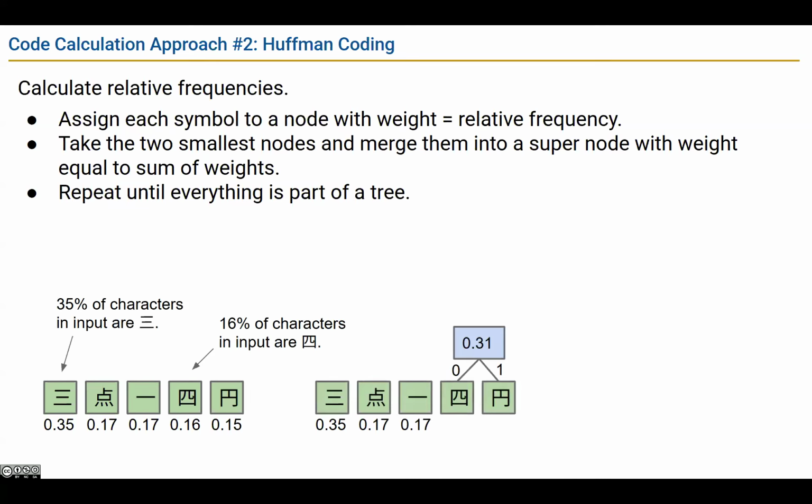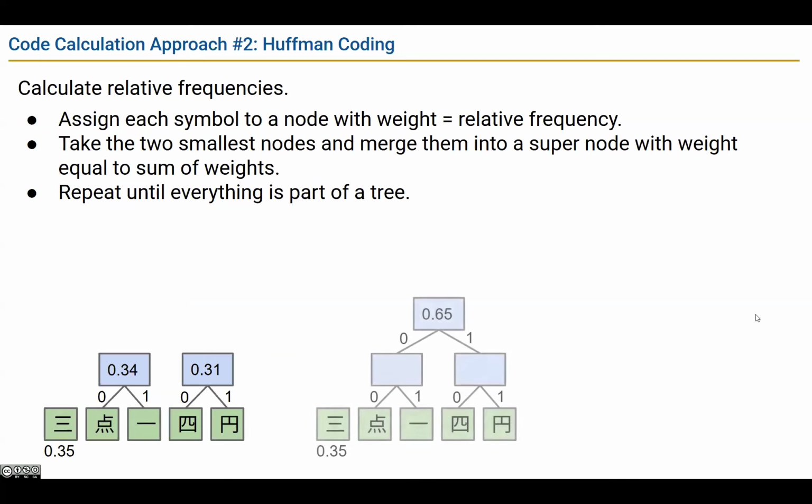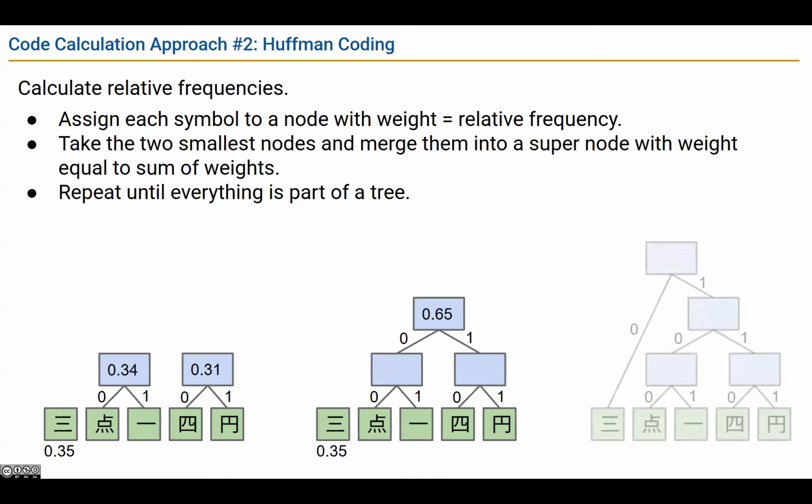What do I do next? 17 and 17. Yeah, those merge to form a 0.34 node. Now what? 0.34 and 0.31. Yeah, those are the 2 smallest, so we merge them to form a bigger node of 0.65. And then, yeah, 0.35 and 0.65 merge to form our final tree, like this. And then we just assign zeros and ones, depending on whether we move left or right.